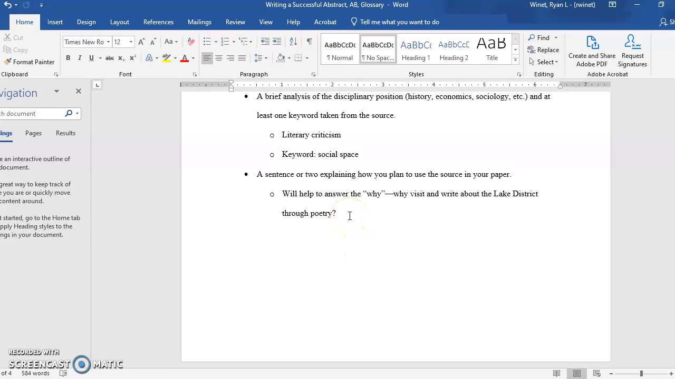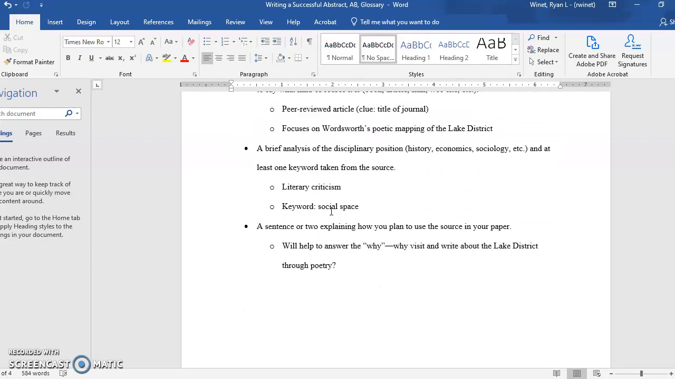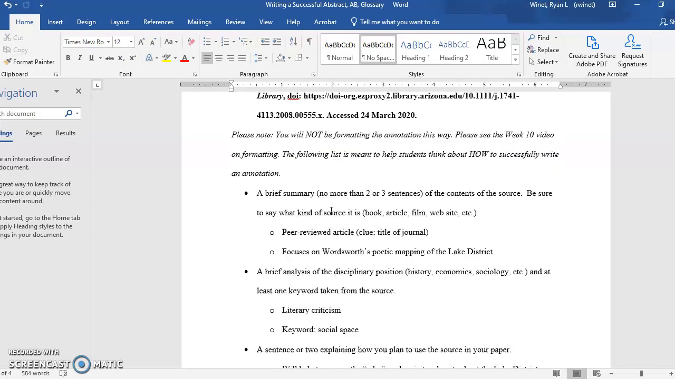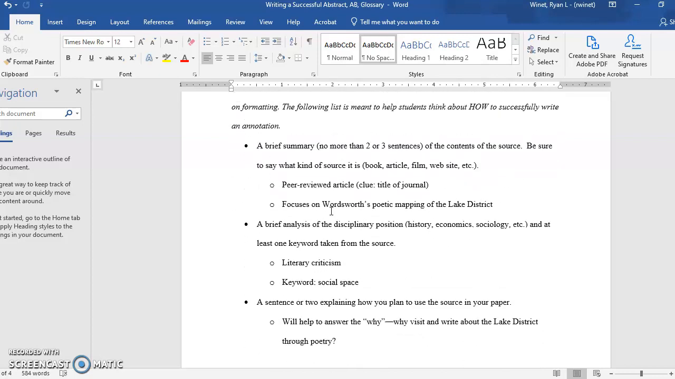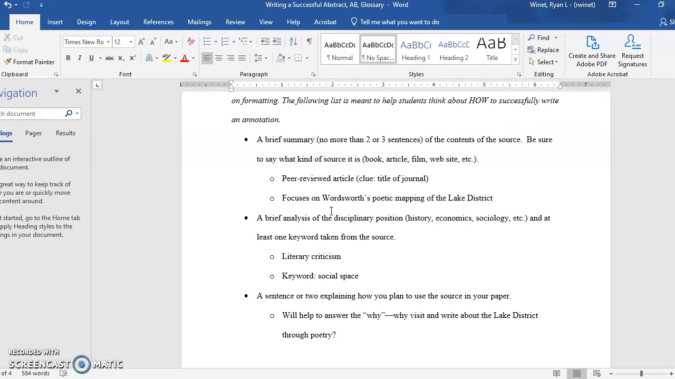At the end of every annotation, you should also provide a sentence or two explaining how you plan to use the source in your paper. If I were you in writing this paper, I would look at the source as helping me to answer the why. Why visit and write about the Lake District through poetry? And I think that this article will help me answer that question because it is all about how a poet like William Wordsworth was able to go to a place like the Lake District, and he was able to essentially remake it as a new social space through his poetry.